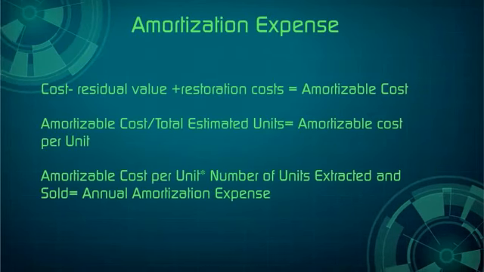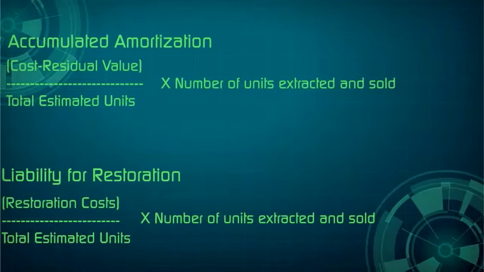Under this method, the total cost of the natural resource is reduced by the residual value. It is also added to any restoration costs, which are then divided by the number of units estimated to be in the resource. The outcome is an amortizable cost per unit of product. Finally, the number of units extracted and sold multiplies the amortizable cost per unit in order to determine the annual amortization. These formulas are used to calculate accumulated amortization and liability for restoration, which are used when journalizing as well as on the balance sheet.